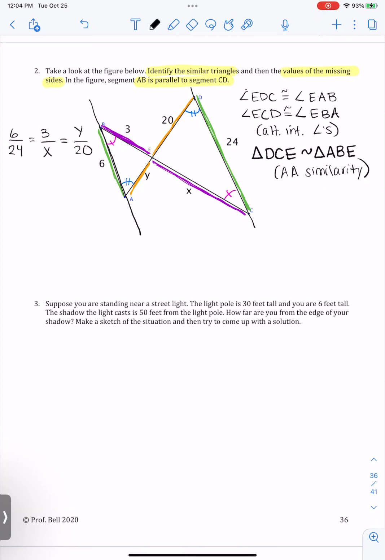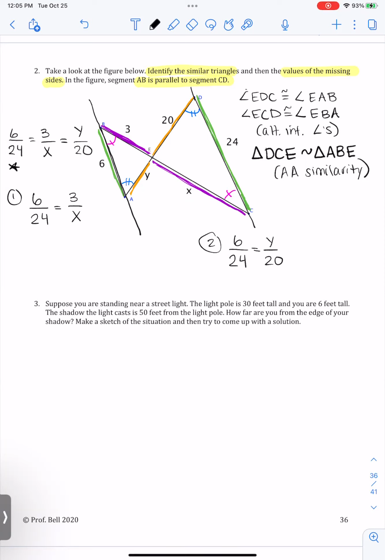So we have to solve two separate proportions. This is the only pair of sides that has two numbers associated with it. So we're going to do this in two steps. First, we're going to solve for the letter X, and then we're going to solve for the letter Y. First, we're going to set up a proportion that says 6 over 24 equals 3 over X. And then in step 2, we're going to solve 6 over 24 equals Y over 20. We will solve both of these proportions.